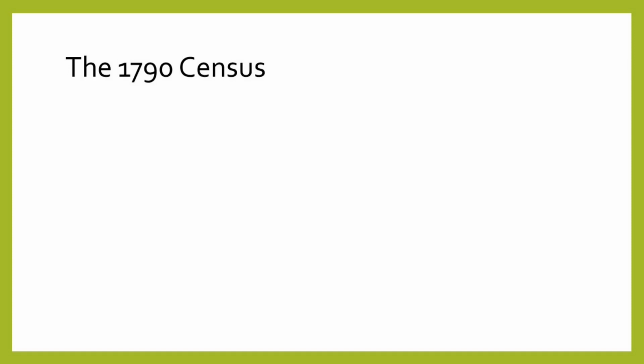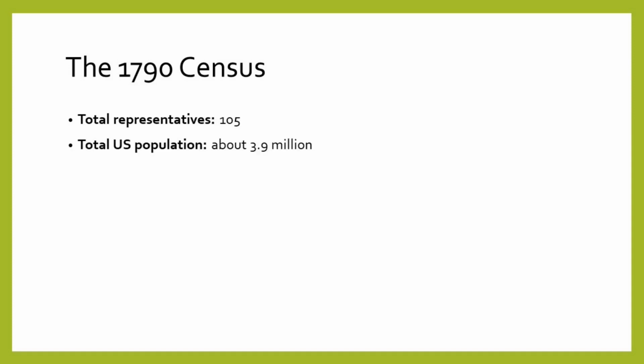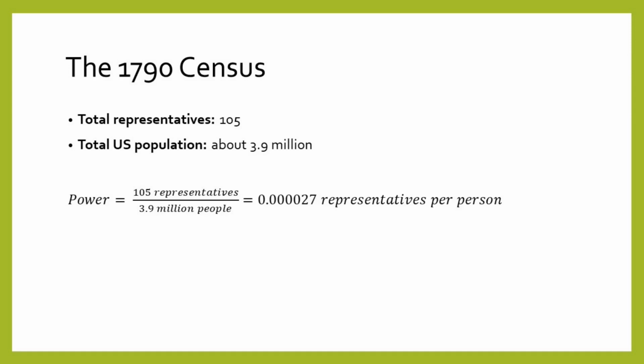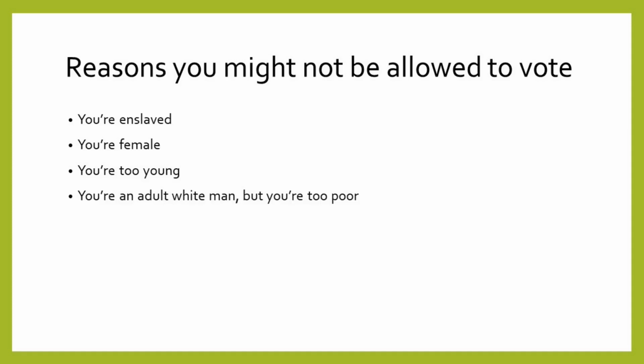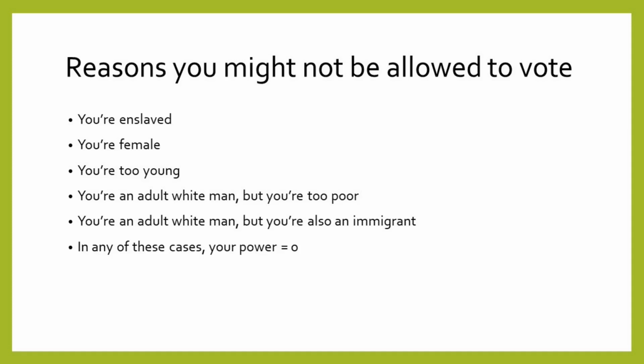And we can say, well, after this census, there were 105 representatives in the House, and there were about 3.9 million people in the US, so each American had about this number of representatives in the House, and we can call that 2.7 reps per 100,000 people in the interest of not having to deal with those tiny little decimals. However, that estimate isn't really accurate, because in practice, if you were enslaved, or female, or below a certain age, then you couldn't vote. And even if you were an adult white man, you could still be barred from voting because you weren't rich enough to meet the property requirements, or because you were a recent immigrant who hadn't been granted citizenship yet. That meant that realistically, your power in the House was zero.